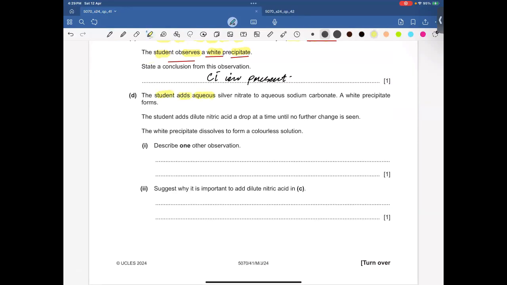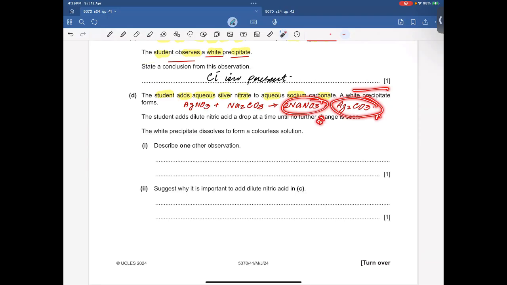The student adds aqueous silver nitrate to aqueous sodium carbonate. Okay. Silver nitrate has a formula of AgNO3. Sodium carbonate has a formula of Na2CO3. Sodium and nitrate will react together, converting into sodium nitrate. Silver and carbonate combine together to give silver carbonate. As a result, you will get white precipitates of silver carbonate and a colorless solution of NaNO3.